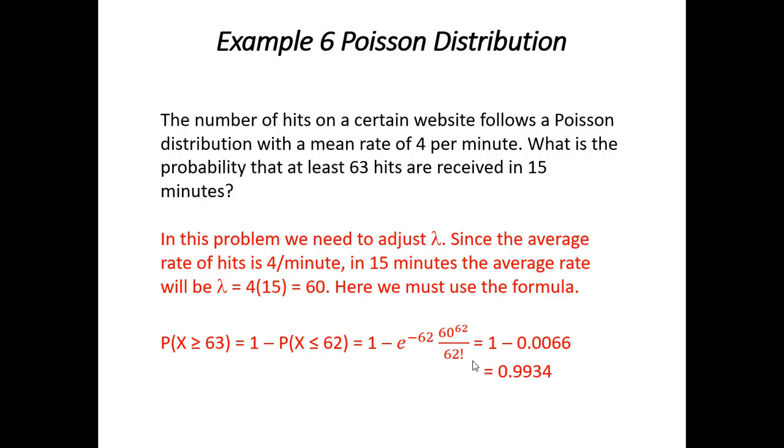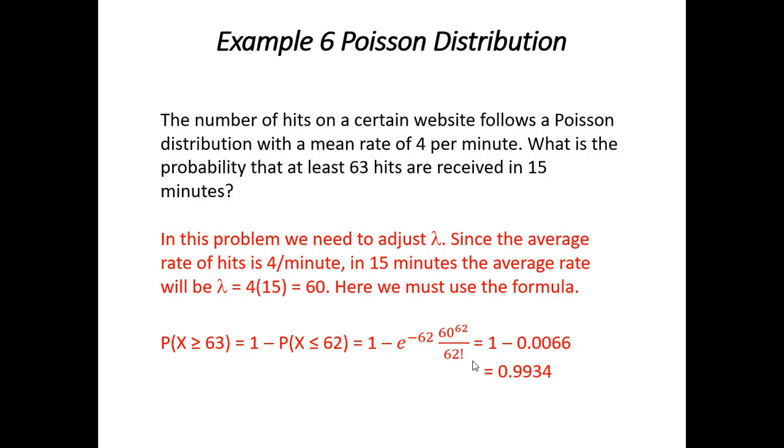Okay, let's take a look at another example, also based on hits that a certain website receives, but here we have an extra step. So suppose we know the number of hits of a certain website follows a Poisson distribution with a mean rate of 4 per minute, just like in the previous example. But now we want to know what's the probability there's at least 63 hits received in 15 minutes. So now we're changing the time period.